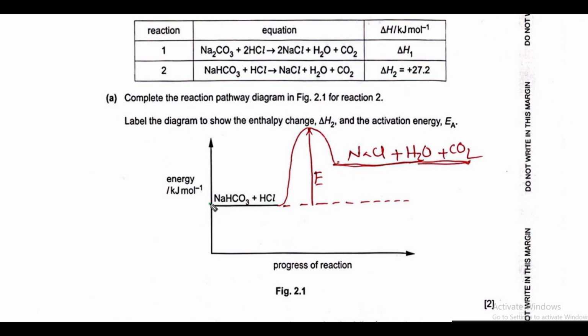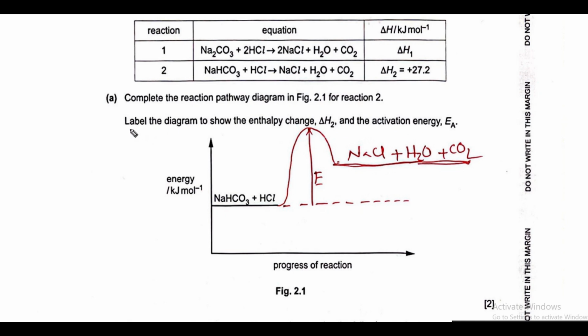So this is the reactants given. This reaction will go this pathway and this is the products. Product has more energy than the reactants. So the product is sodium chloride, water and carbon dioxide. This is the product.